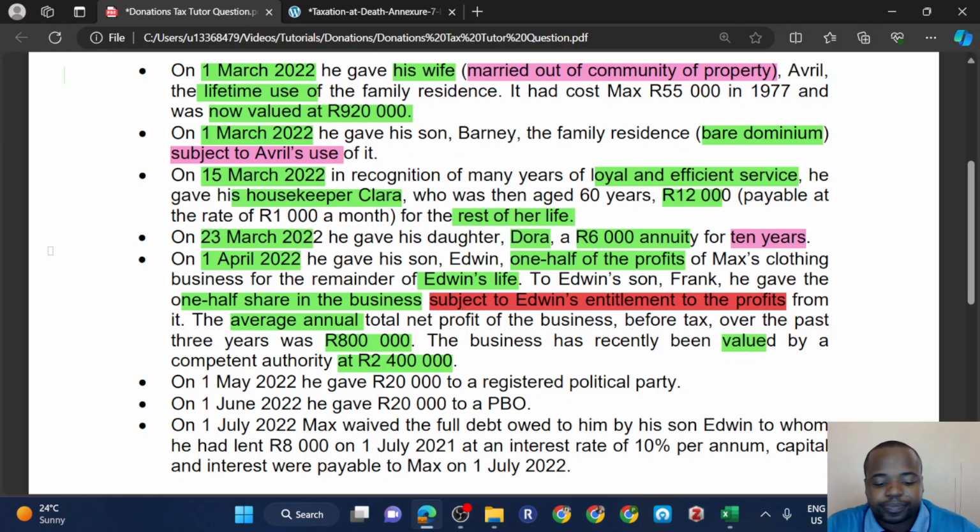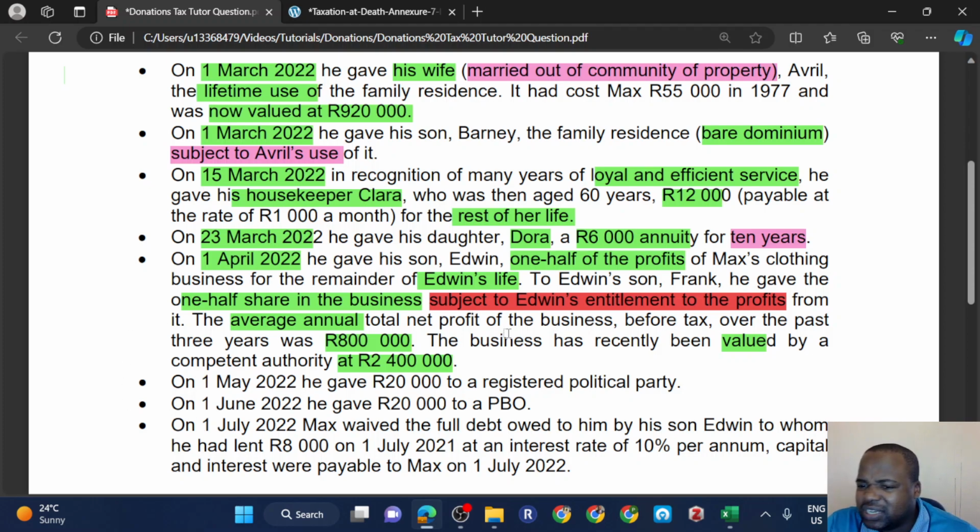Edwin gets to enjoy the fruits produced by the business, but he cannot make any decisions because he doesn't own the business, right? On the other hand, Frank cannot enjoy the fruits produced by the business, right? But he owns the business. So Edwin in this case is the usufructuary, and Frank owns the bare dominium, or has ownership of the business.